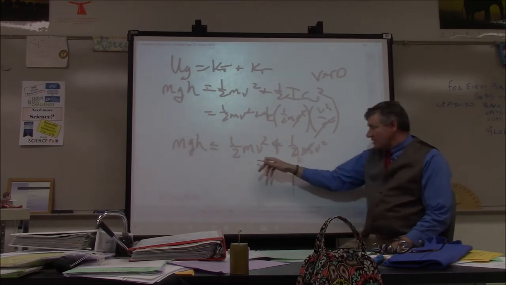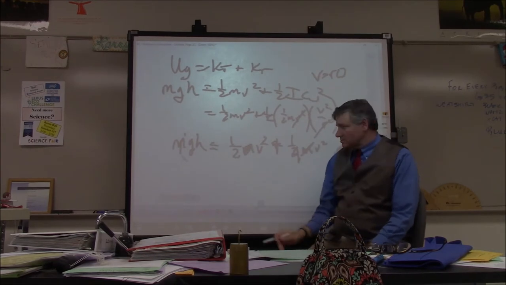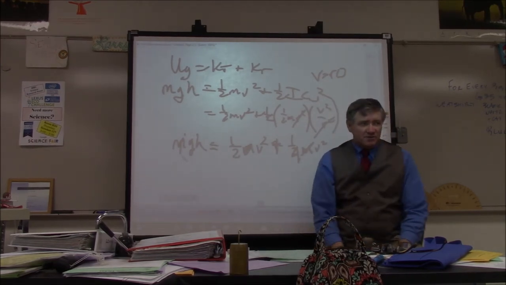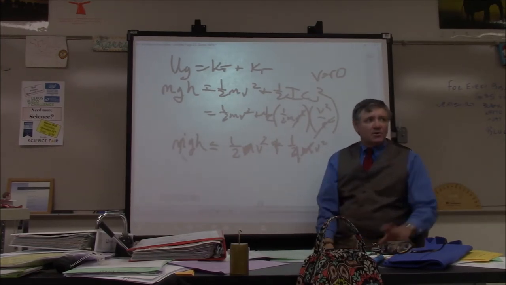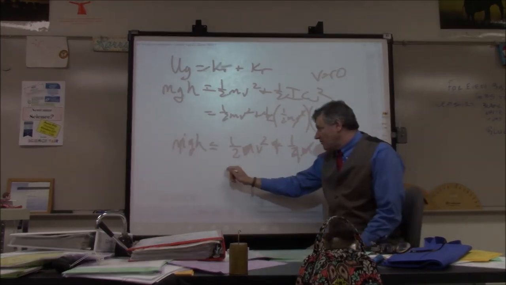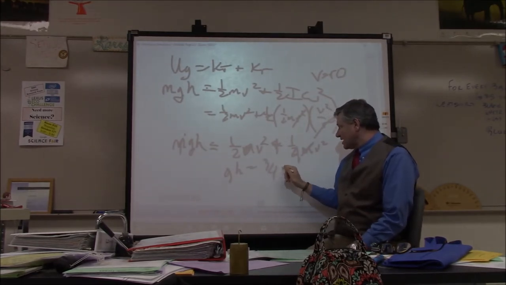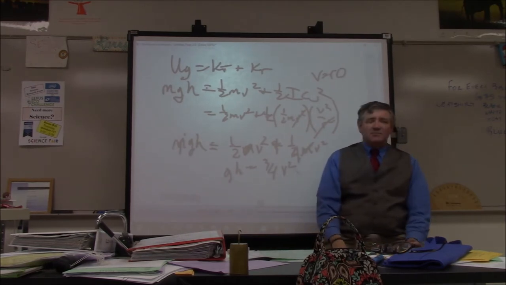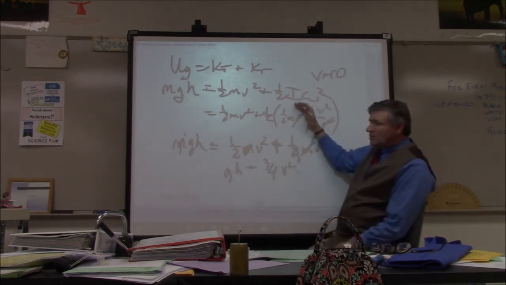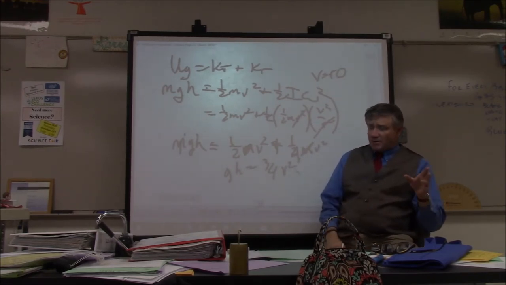Mass all goes away, okay? And then this becomes 3/4, and here's the deal. Now, for the test tomorrow, don't sit here and memorize this equation and go, oh, it's a solid cylinder. Oh, gh equals 3/4 v squared, and then v equals the square root of 4/3 gh. Do not memorize this.